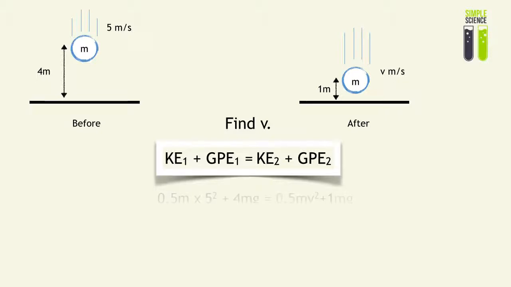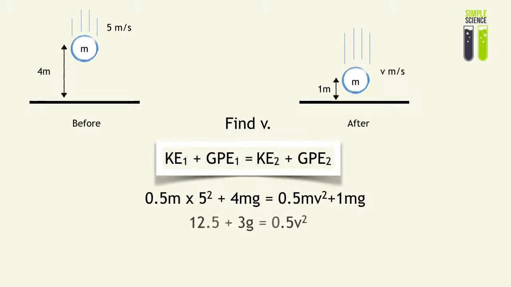If you substitute the values in, you get 0.5 m multiplied by 5 squared, plus mgh, which is 3 times mass times g, equal to half mv squared plus 0. If you rearrange it, you get a speed of 9.8 meters per second.